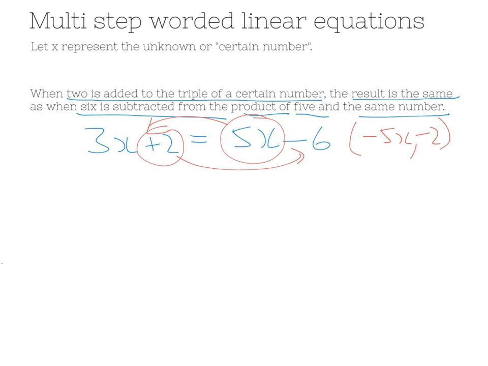So we have 3x minus 5x is negative 2x. That's equal to negative 6 minus 2, which is negative 8. To get rid of the negative 2, we divide both sides by negative 2. So we now have x equals negative 8 on negative 2 is just positive 4.